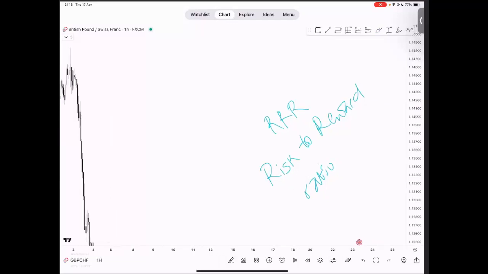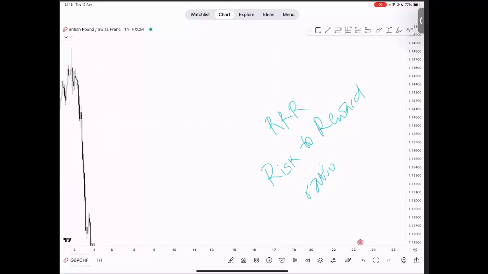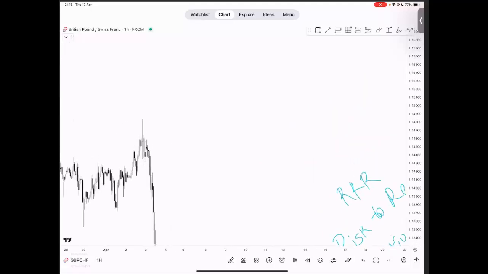But I think people just call it RR, which is risk to reward. But then the full thing is RRR, which is risk to reward ratio. Risk to reward ratio is just the ratio of your risk to your reward. When you see people say, okay, 1:5 RR, it means that they are risking 1 to get 5.